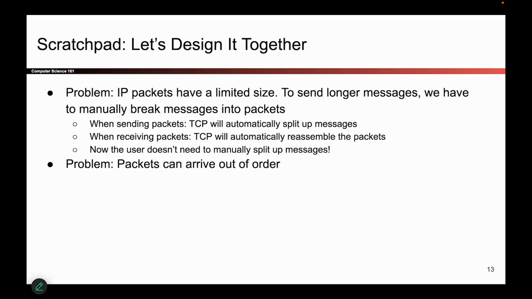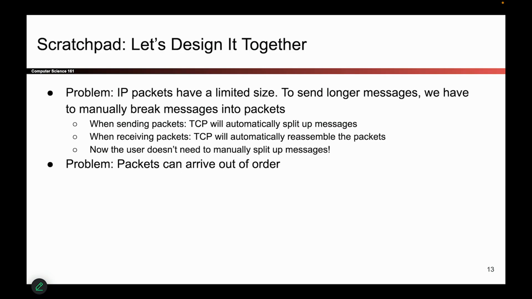So if we introduce the notion of splitting up packets, this also introduces the problem that packets can arrive out of order. So maybe you want to send the long packet and it gets split up, or maybe you just have multiple things you want to send. In either case, packets can arrive out of order. So how do you solve this?